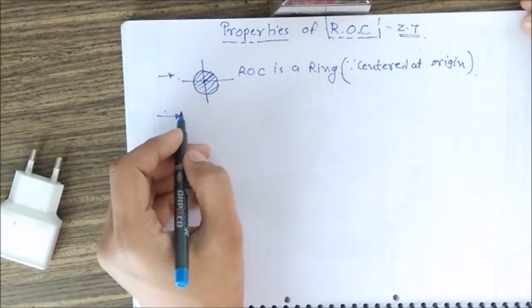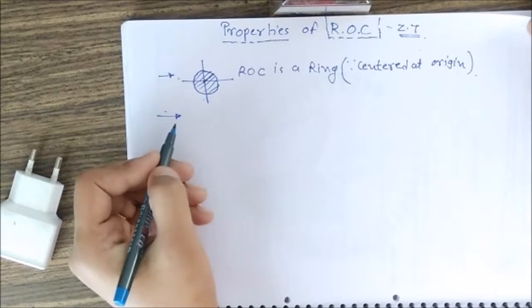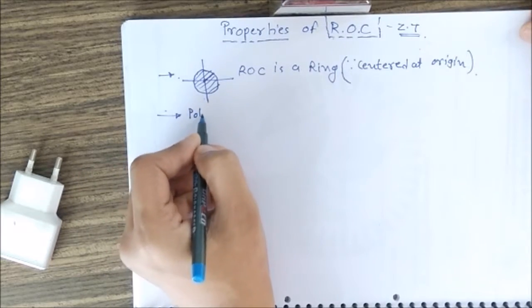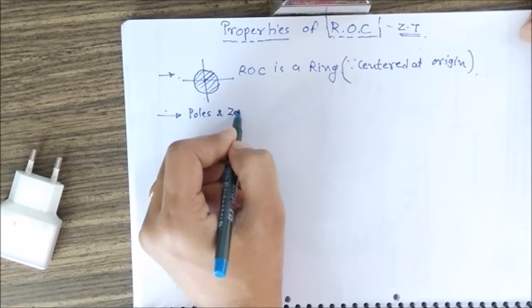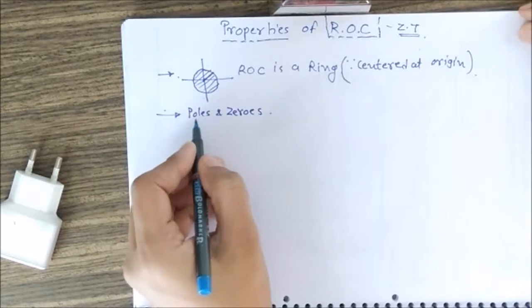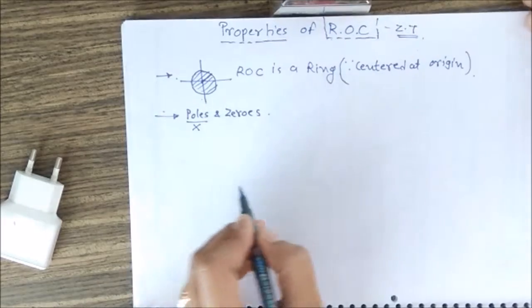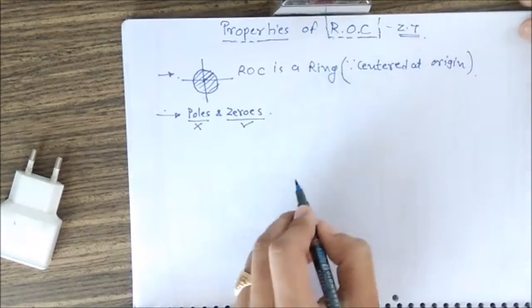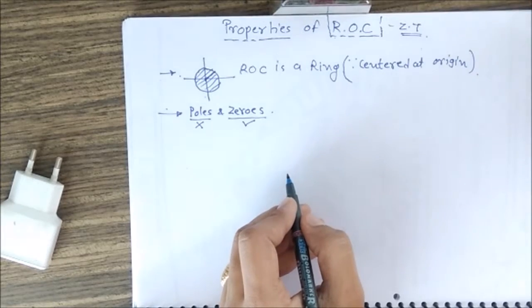Second important parameter, ROC cannot contain any pole. If we say poles and zeros, ROC cannot contain any pole, but it should contain any zeros of our LTI system analysis.